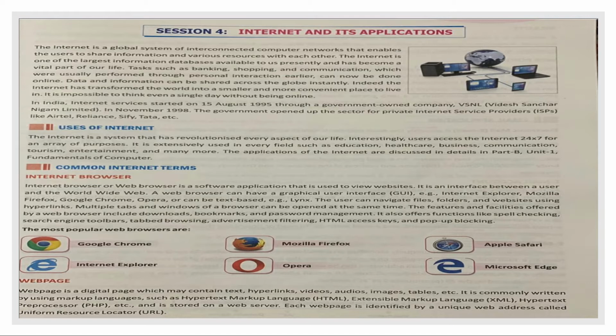Now, what is a web page? A web page is a digital page which may contain text, hyperlinks, videos, audios, images, tables, etc. It is commonly written using a specific language known as HTML, hypertext markup language. It can also be written in extensible markup language or hypertext preprocessor, that is PHP, and is stored in a web server. So whenever we need the content from this web page, we can access the web server and view the content. That's the purpose of the internet nowadays, in fact.